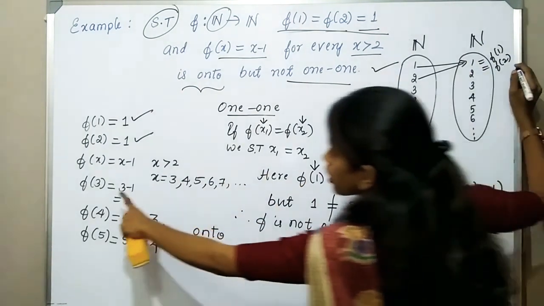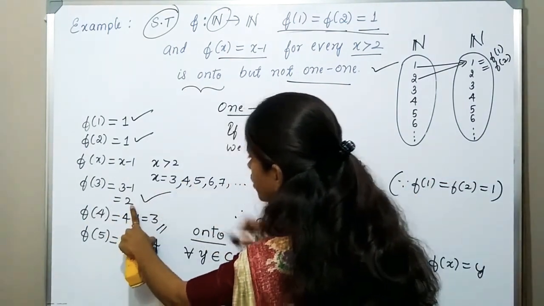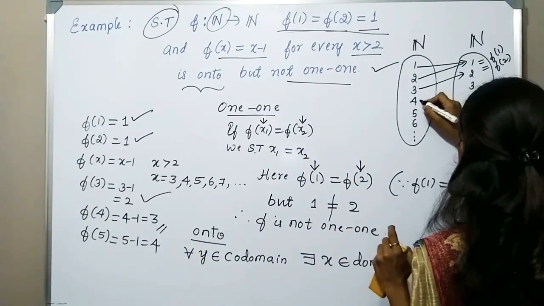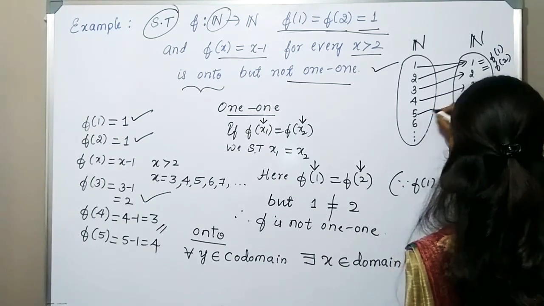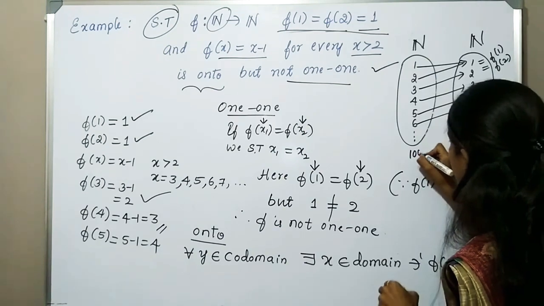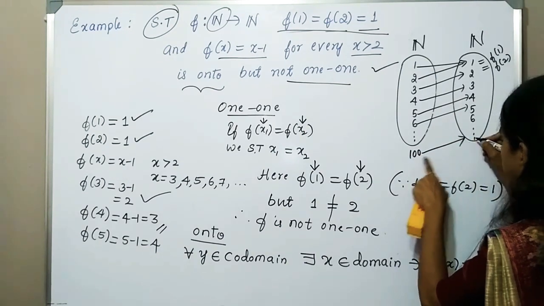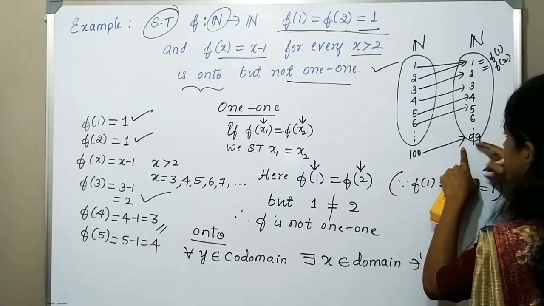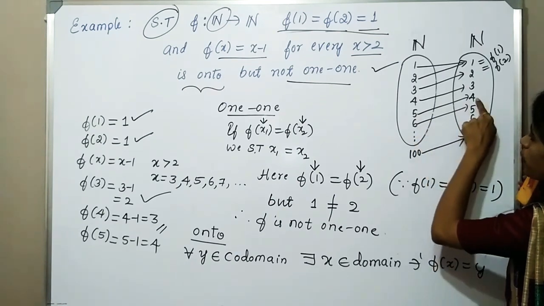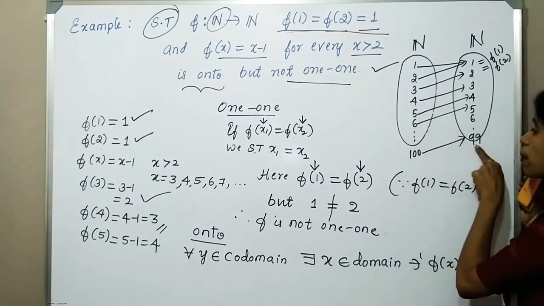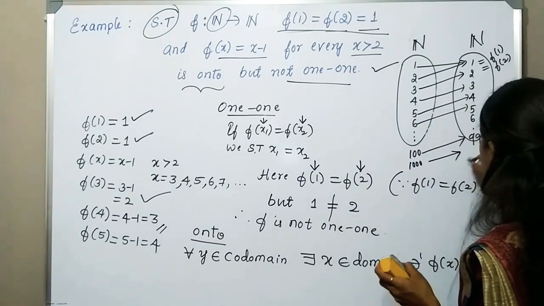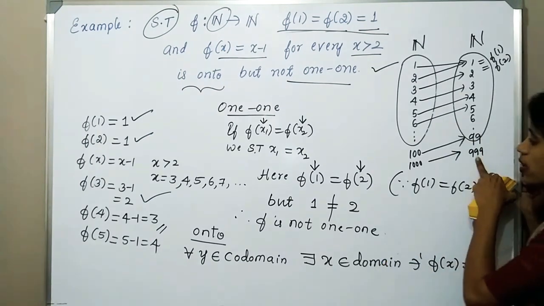Next, what about 3? 3 maps to 2. If I take 4, 4 maps to 3. If I take 5, 5 maps to 4. 6 maps to 5. 7 maps to 6. If I take 100, it maps to 99. Is it clear? That is, it reduces by 1. 5 maps to the previous one, 6 maps to the previous one, 100 maps to the previous one, that is 99. If I take 1000, it maps to 999. Is it okay?